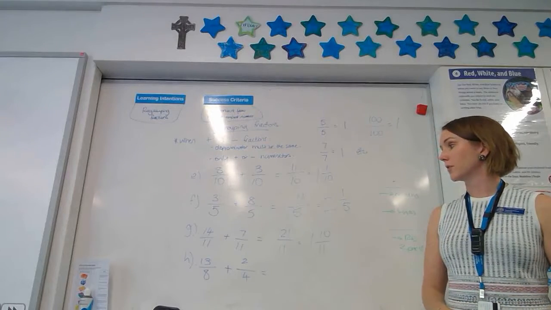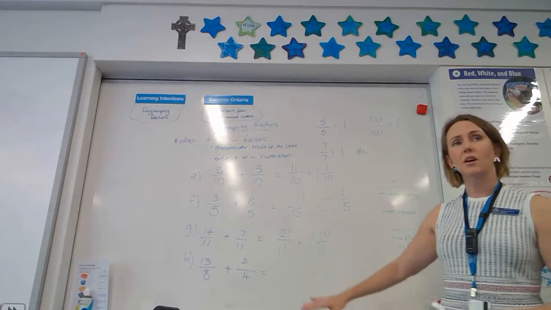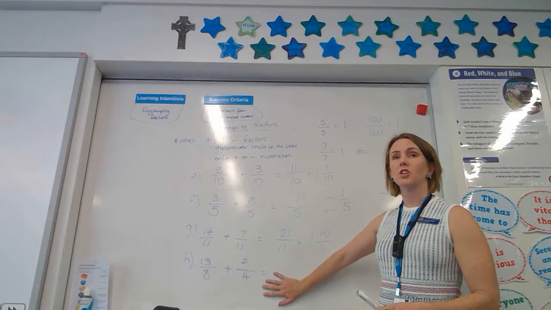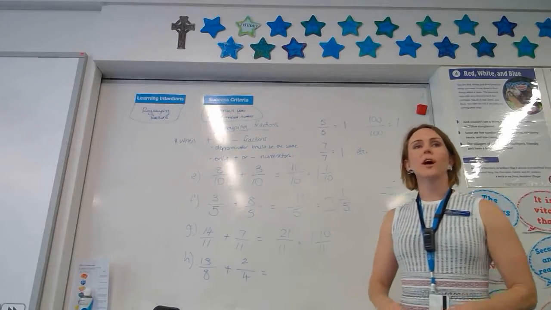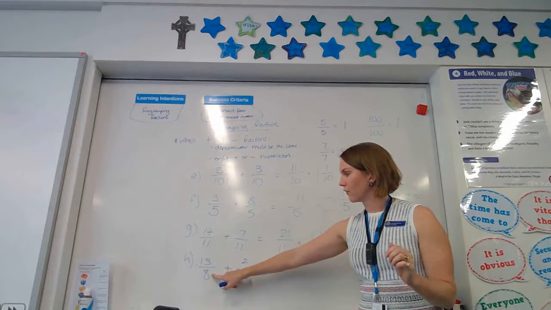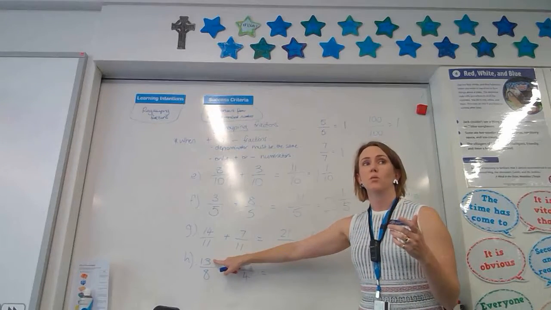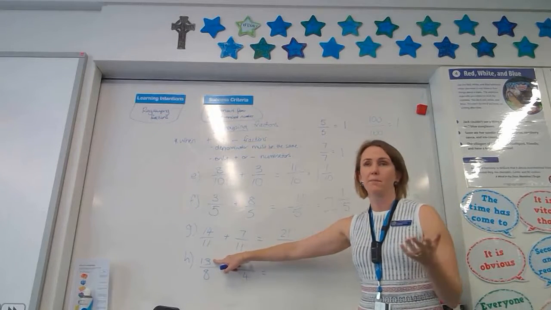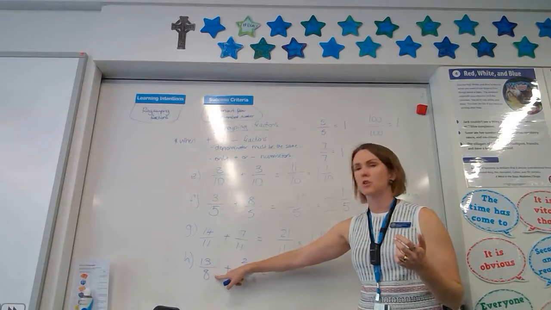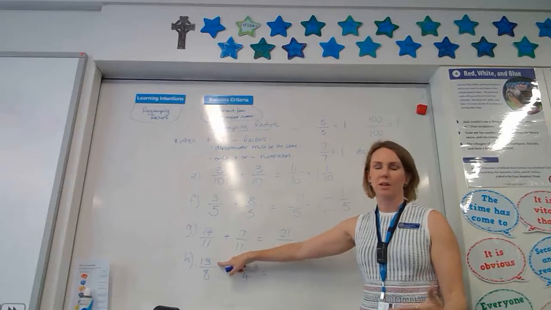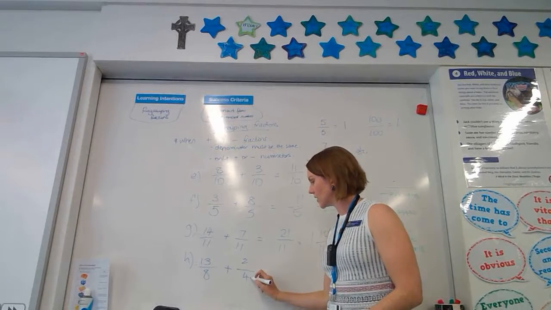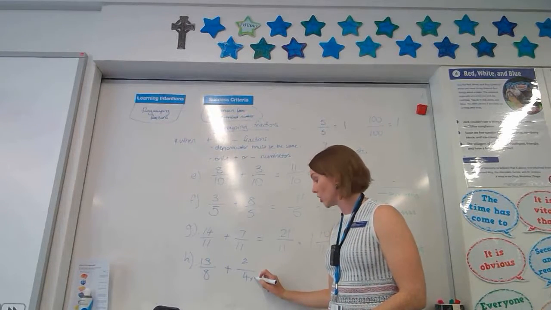Now this one, hopefully some people got this right. Can you add it in its current form? No, because the denominators are different. So you only have one real choice here, because you can't make this into a 4 because 13 is a prime number, odd and prime, and you can't divide it by 2 to get an even number. So your only option is to work with this one here. I need to make this into an 8, so I do that by times it by 2.